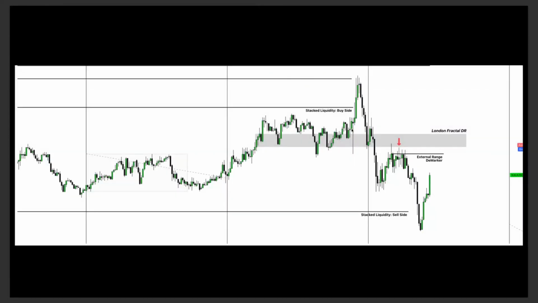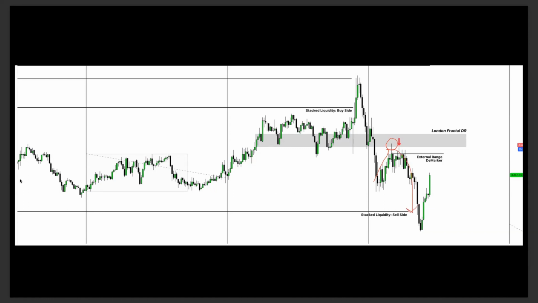Now, breaking this down on the lower time frame using my fractal dealing range, in this case, my London fractal dealing range, you can see that as we broke down here, as we closed down below here, we have my London fractal dealing range being broken to the downside. So if it's been broken to the downside during a distribution phase, what will price do? Well, price will revisit the London fractal dealing range right there and then continue with the sell.